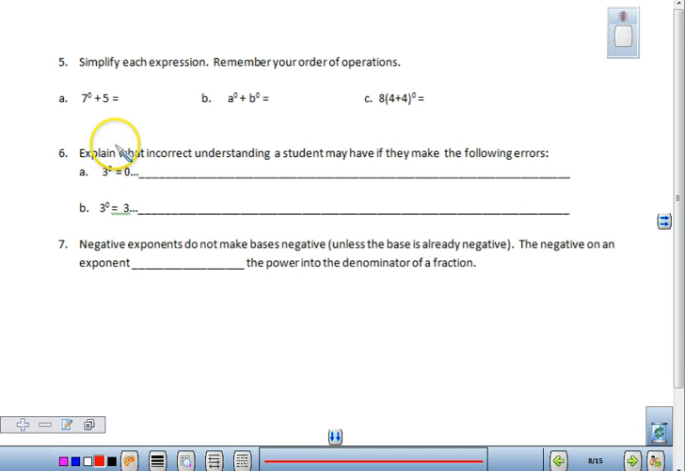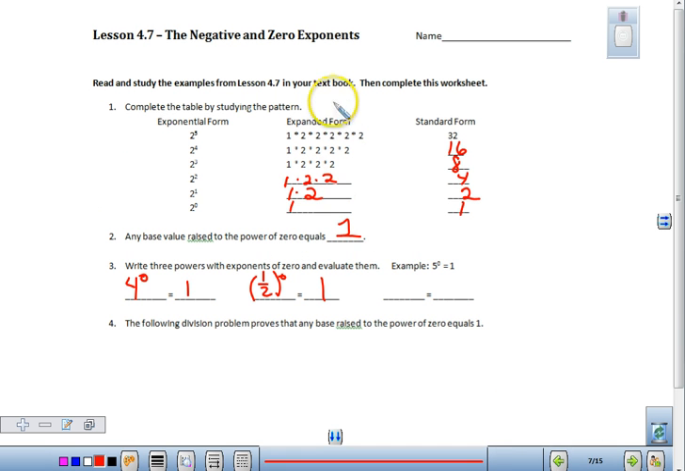Now, another way of thinking about this is how could we simplify a problem if we had it like this? Well, what would 7 to the 0 be? You should have 1. 1 plus 5 would give us 6. I just wanted you to kind of see where that 1 comes from.